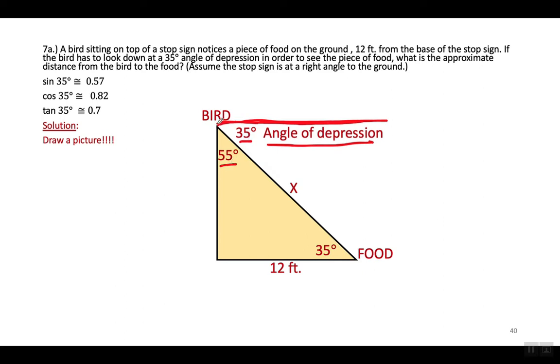So again, the bird looks down, that creates a 35-degree angle of depression. But if we're looking at the stop sign, the ground, and the distance from the bird to the food, the angle in here would be 90 degrees minus whatever this angle is. So 90 degrees minus 35 degrees gives you 55 degrees. Since the stop sign and the ground create a 90-degree angle, if this angle is 55 degrees, this one has to be 90 minus 55, which in this case is 35 degrees. And the question is, what is the distance from the bird to the food? This question has a lot of other important things to look at, so on this one, you got to stay with me.